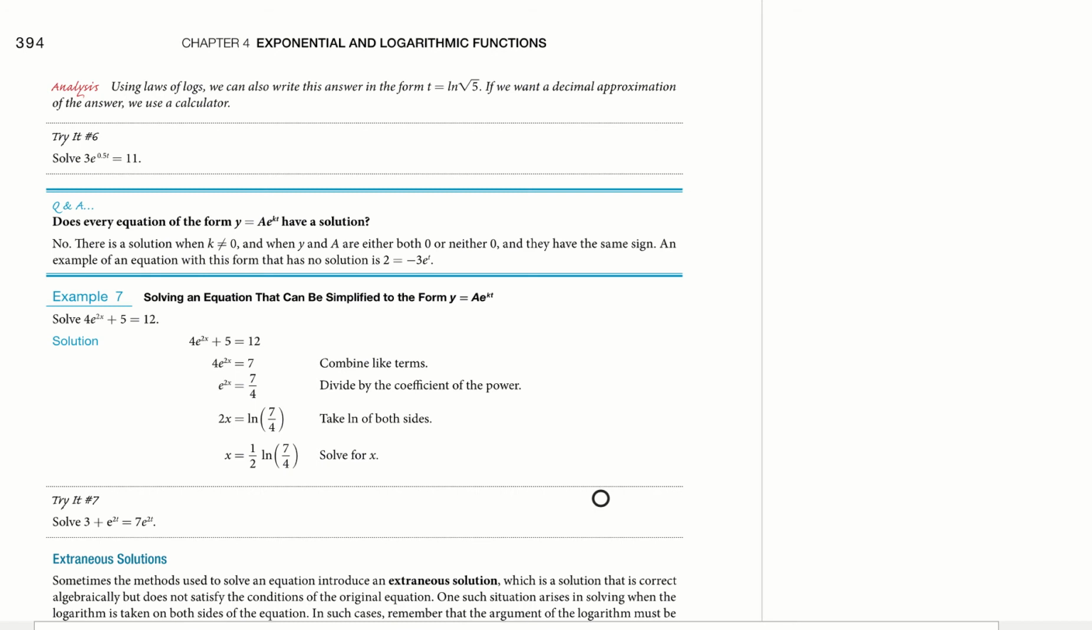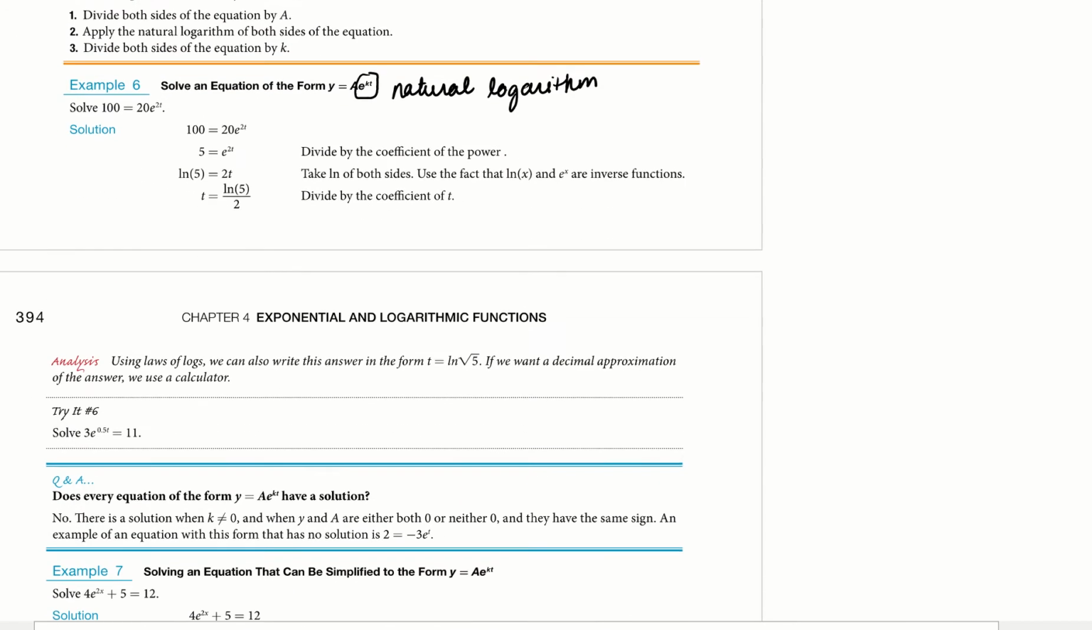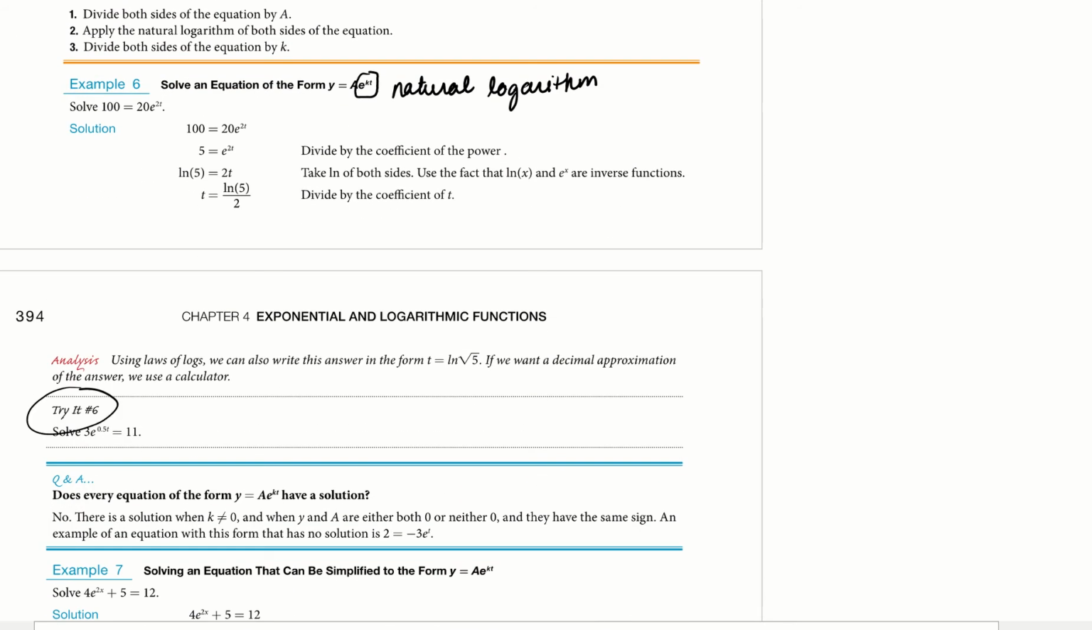Oh, where'd we go? There we are. And we'll do this one as an example. 3e^(0.5t) equals 11. So I need to get just e by itself, the base completely by itself. So I'm going to divide by 3. So you're going to get e^(0.5t) equals 11 divided by 3.